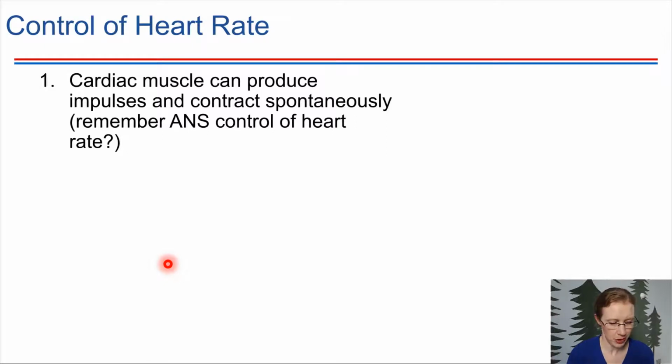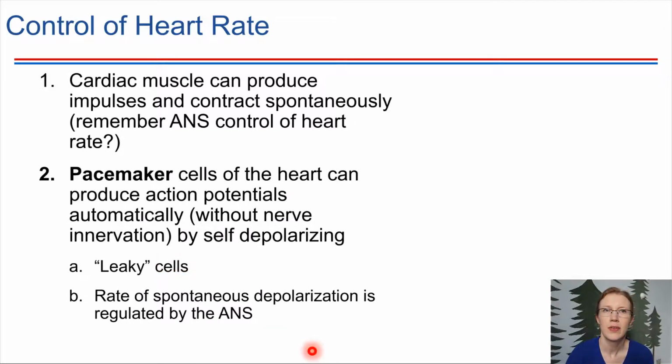This is due to the presence of pacemaker cells. So we've probably all heard about pacemakers. This is a device that can be implanted to help regulate the pacing of the heart. But device aside, we all have our own set of pacemaker cells that exist naturally within our hearts. And what these cells do is they have leaky membranes. So if we just let these cells do what they do naturally, ions will leak across the plasma membrane, and that leads to depolarization, which will eventually initiate an action potential.